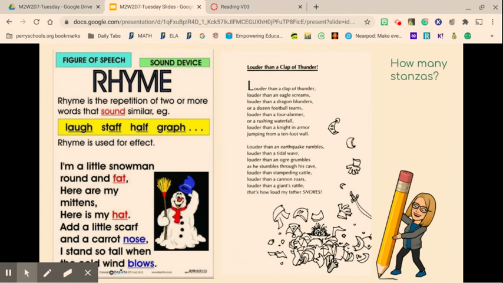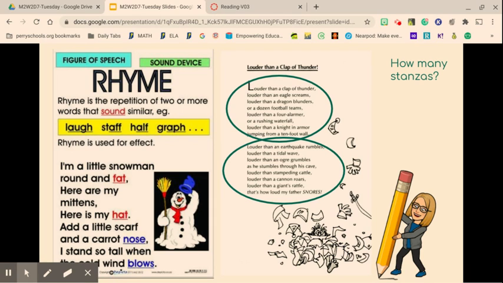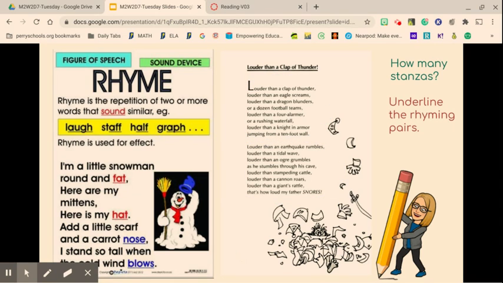I would hate to have to sleep near my dad if he snored that loud. So looking at this poem, I want to figure out how many stanzas. Stanzas are groups of lines. So this poem has two stanzas. Next, I want to underline the rhyming pairs, so the words that rhyme together. Remember, when we're talking about rhyme, it's usually two or more, and we call those rhyming pairs.